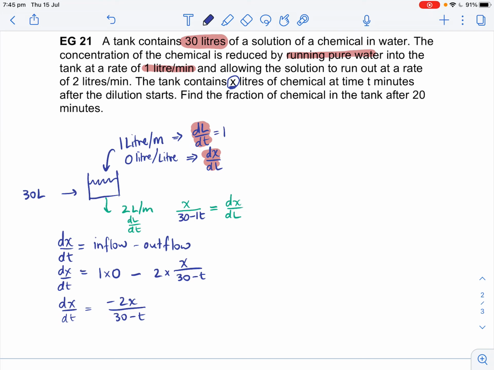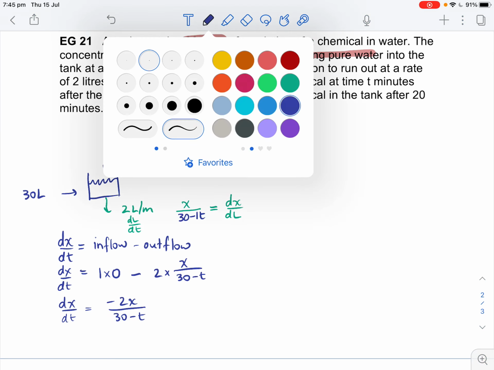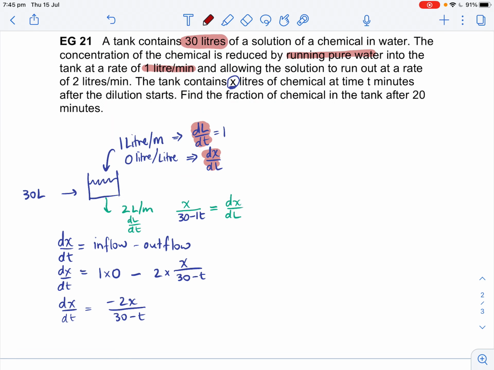And by having that inflow equaling a total of 0, we've created this nice separation of variables problem, where my top line is f of x, a function in terms of x. My bottom line is g of t.